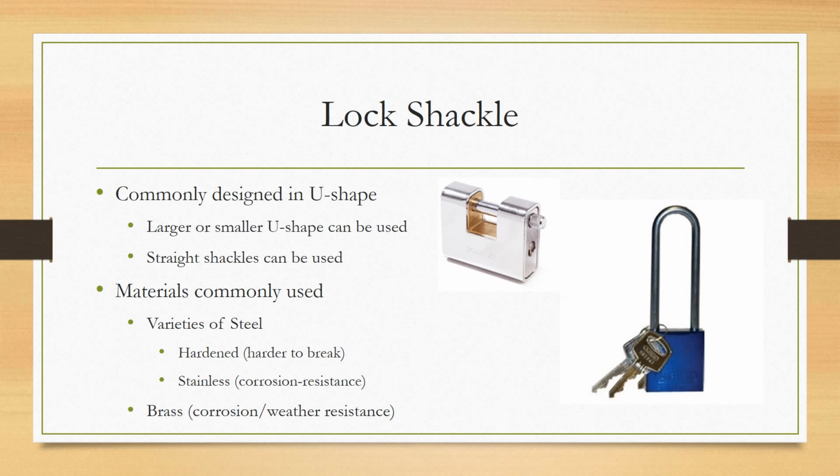Steel is the most commonly used material for padlocks due to its high strength. However, different types of steel can be used based on the padlock's desired applications. For example, if a harder shackle is required, hardened steel can be used. Similarly, stainless steel can be used for increased corrosion resistance for the shackles. Brass can also be used for lock shackles for increased weather and corrosion resistance. However, steel will be the main focus of this project's analysis.